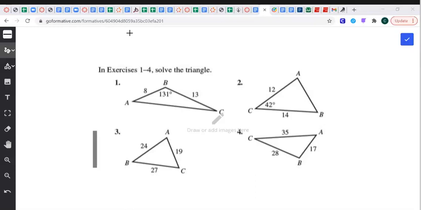Okay, so which one would you like? Probably number three. Okay, 3.